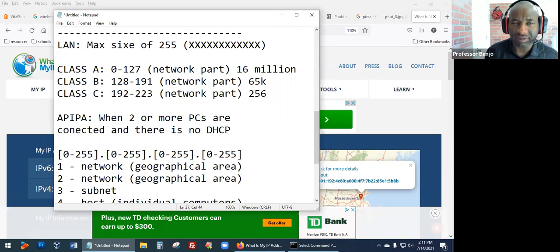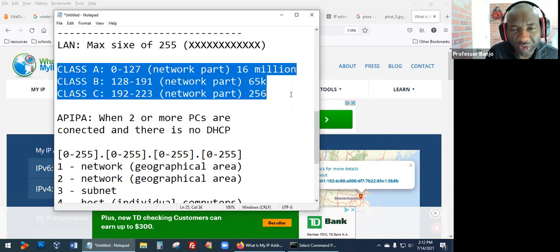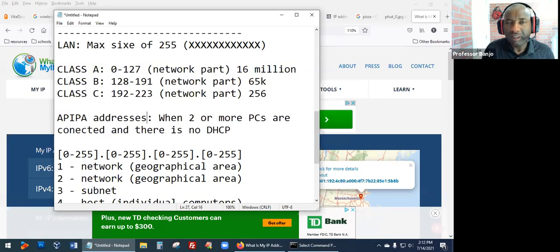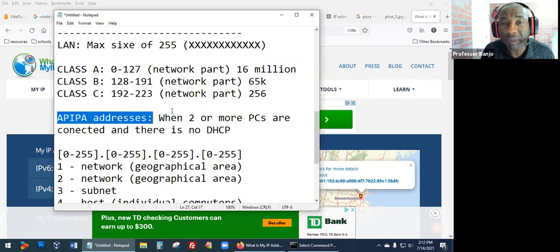But let's say there is no internet, and you connect two computers or more. For two computers to be able to communicate, they need to have IP addresses. But we don't have internet, we don't have DHCP, so there's no IP address. None of these ranges is going to work. So what happens is we have what we call APIPA addresses. It's a reserved set of IP addresses. The computers that are connected are going to automatically generate or get their own IP addresses. They're reserved for when there is no internet, but two or more computers that are directly connected have to communicate. Where do they get the IP addresses from? They have to self-generate. Those ranges of IP addresses are called APIPA.